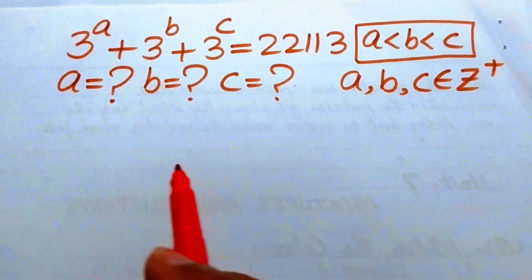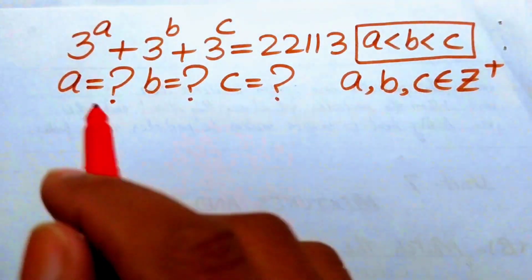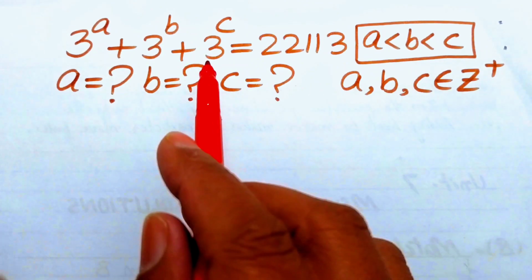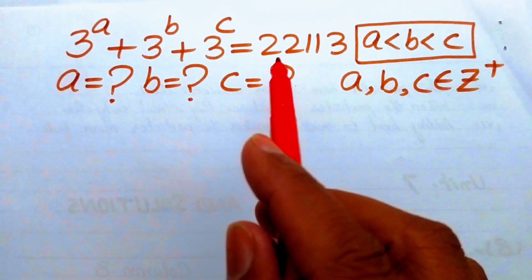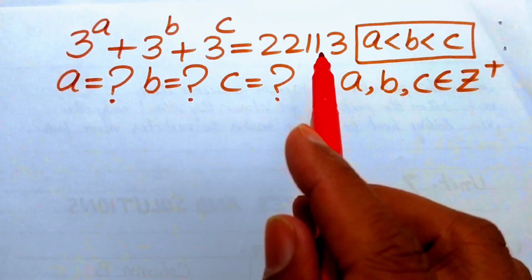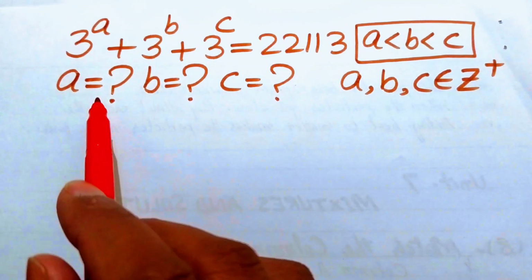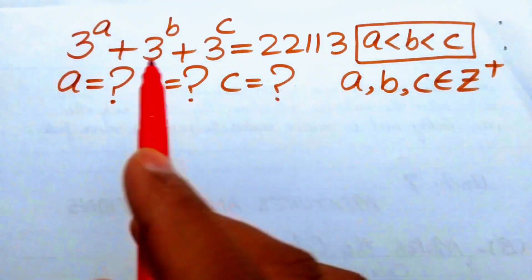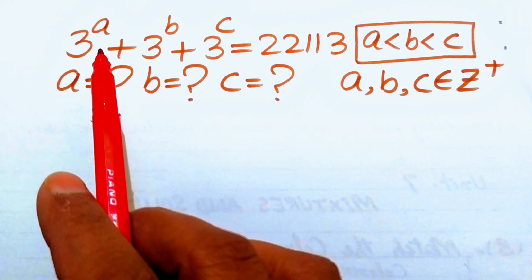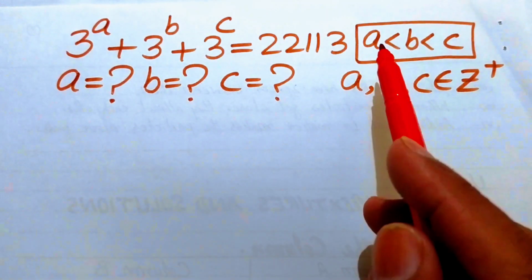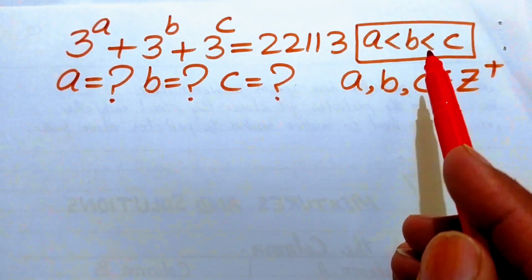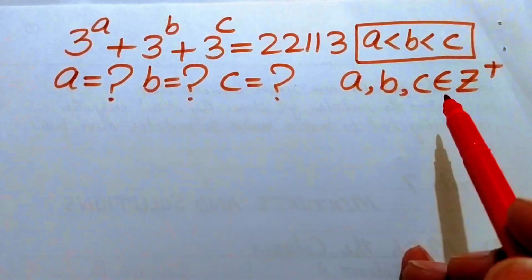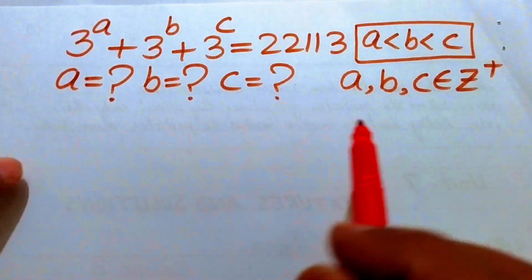In this video we are going to solve this nice math algebra problem. Here we have 3 to the power of a plus 3 to the power of b plus 3 to the power of c equals 22,113. We need to find the value of a, b and c, and we are given the restrictions that a is less than b is less than c, and a, b and c must be positive integers. Now we move towards solving this problem.